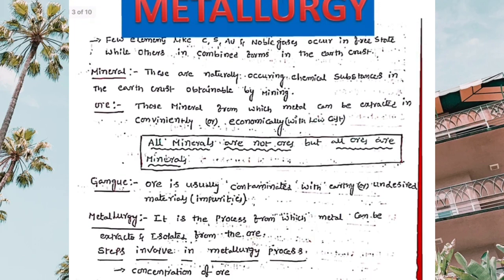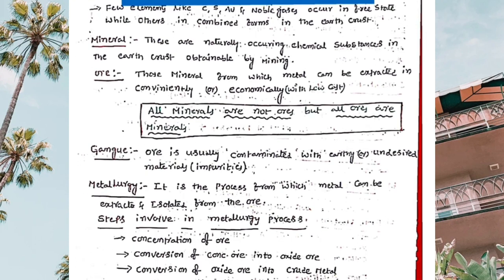So here in metallurgy, as per the NCERT, few elements like carbon, sulfur, gold, and noble gases occur free in nature, in the uncombined state. The remaining elements exist in the combined state in the earth's crust.